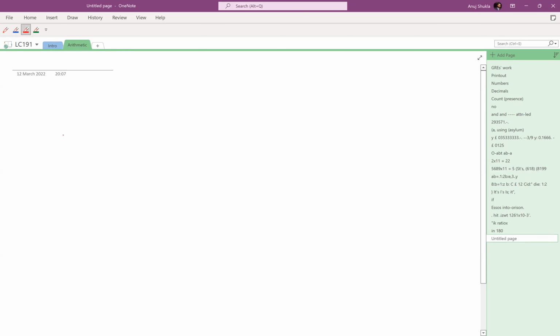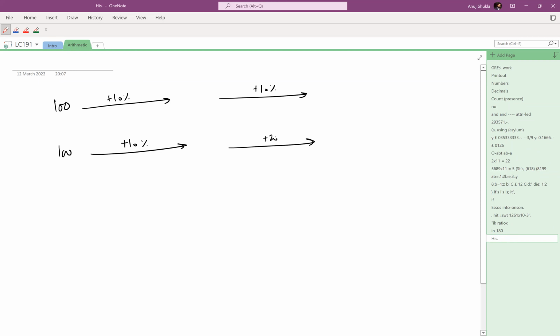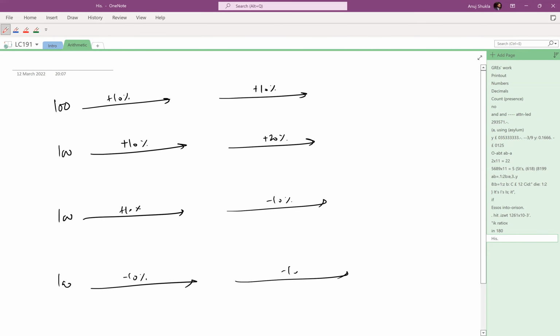Suppose there is one quantity that is 100, right? It is increased 10%, again increased 10%. Again the same quantity 100, it is increased 10%, and again increased 20%. Again 100, it is increased 10%, then reduced 10%. Again this quantity is reduced 10% and reduced 10%.